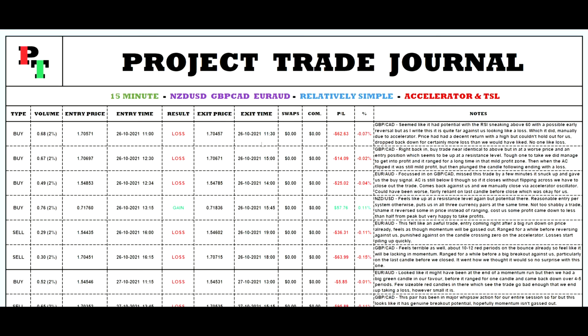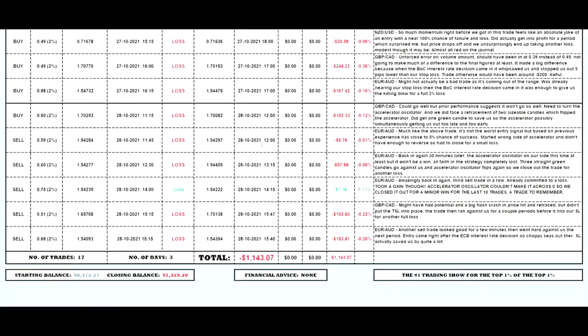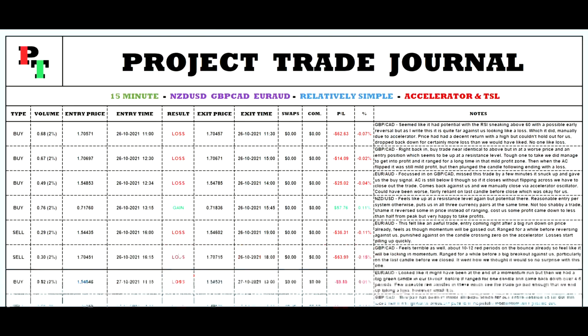Here's the journal in all its glory. Let's go to the bottom line first. A loss of $1,143.07. That's just in 3 days, and with proper risk management as well. Started at 8,472, now down at 7,329. 17 trades across the 3 days, averaging just over 5 trades a day. And believe it or not, this first day was actually the best day. Things were a bit more reasonable.